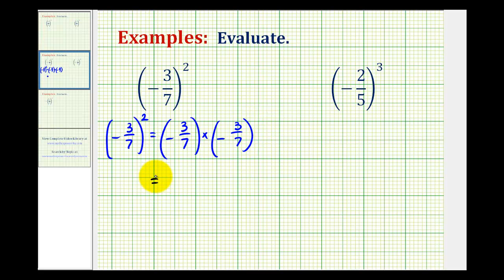So the first thing we should recognize is that a negative times a negative is positive, so this product will be positive. The numerator will be 3 times 3, which is equal to 9, and the denominator will be 7 times 7, which is equal to 49.